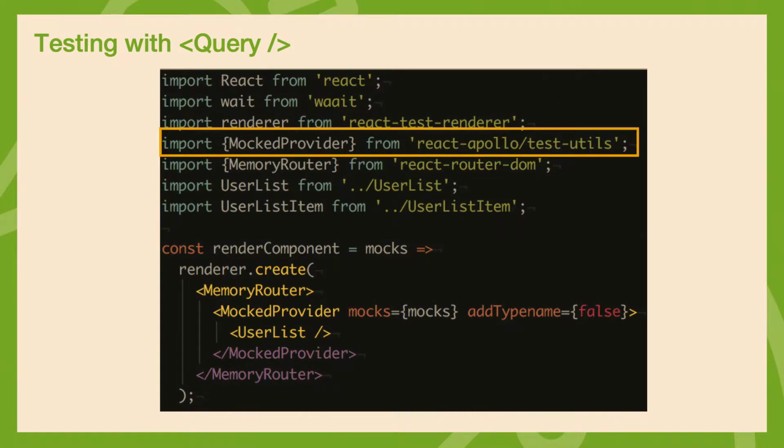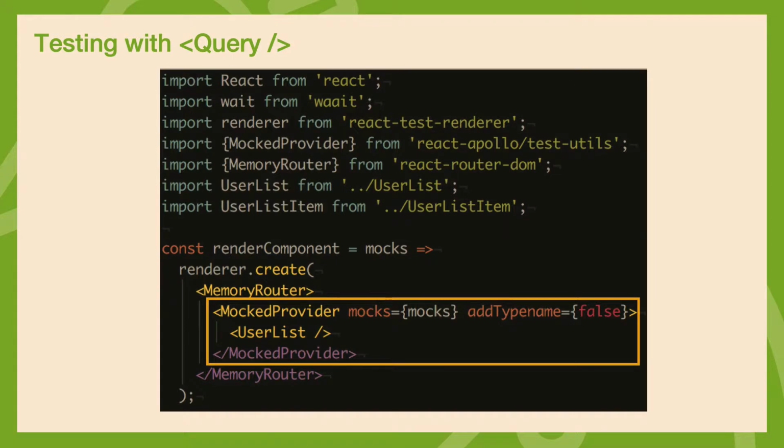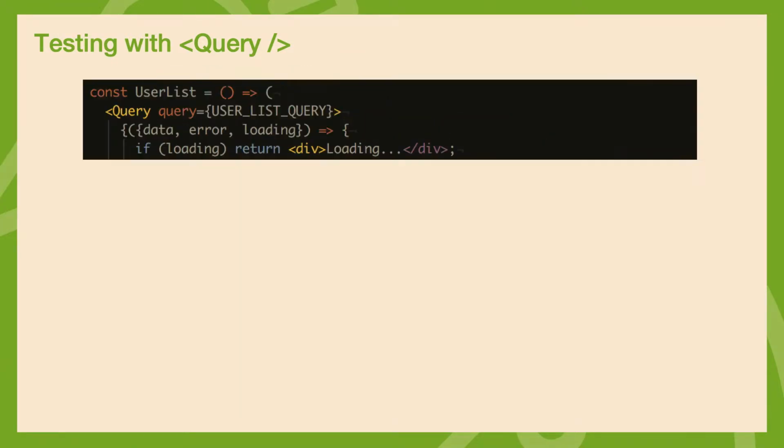Right, and so we're importing this mocked provider. This is really where all the magic happens. You'll see that we're wrapping our user list component with that mock provider, and we're providing it the mocks that we're passing into our helper function. So what we're basically saying is, hey, mock provider, here are the mocks we want you to use to return back to us when you render this component.